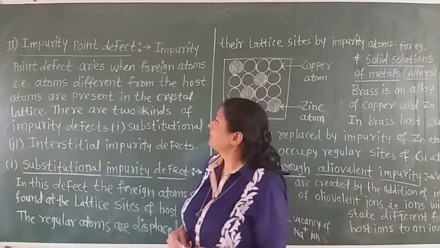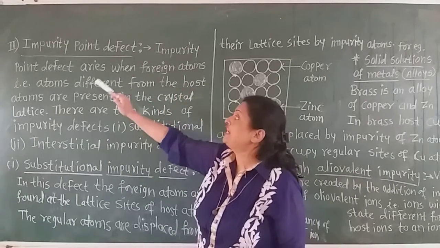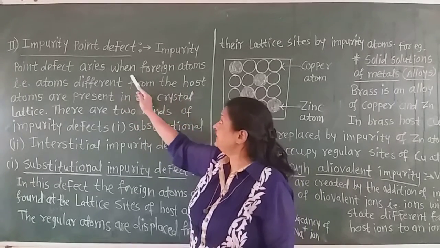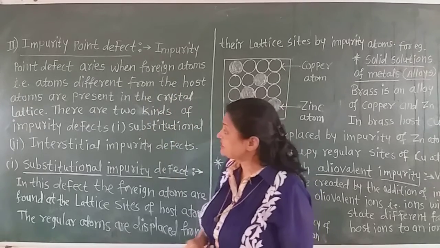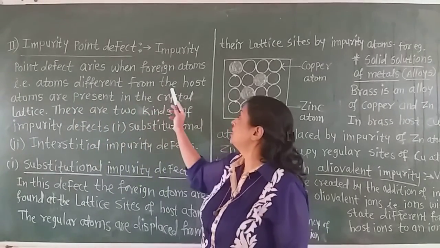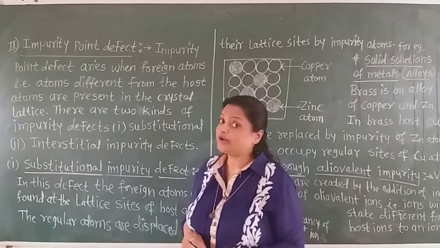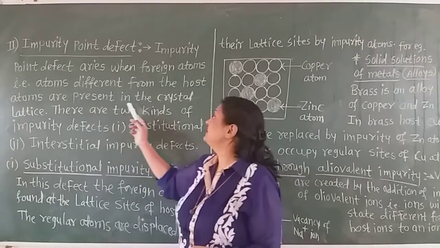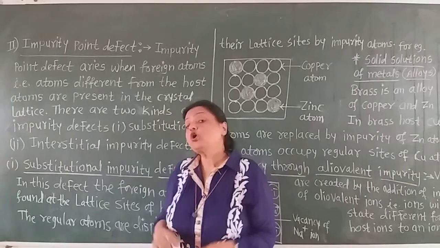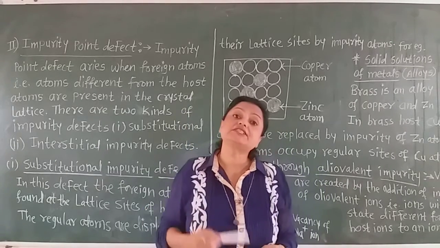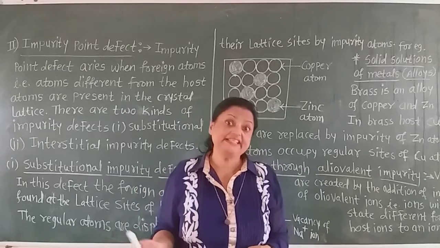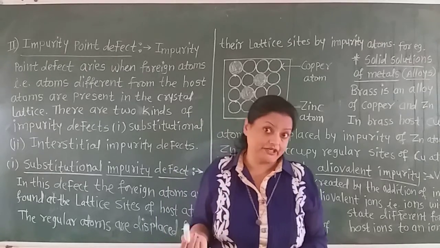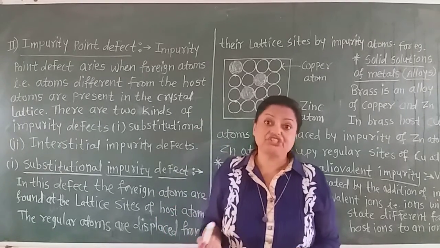Now let us see the impurity defect. Impurity point defect arises when foreign atoms, that means atoms different from the host atoms, are present in the crystal lattice. So the impurity point defect arises when the foreign atoms, that is atoms of another metal different from the host atoms, are present in the crystal lattice.